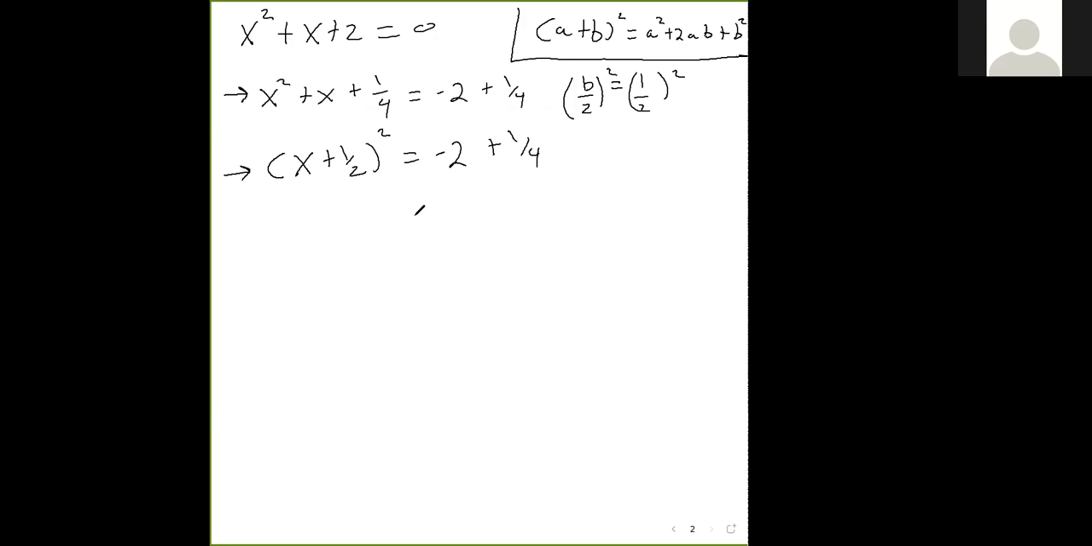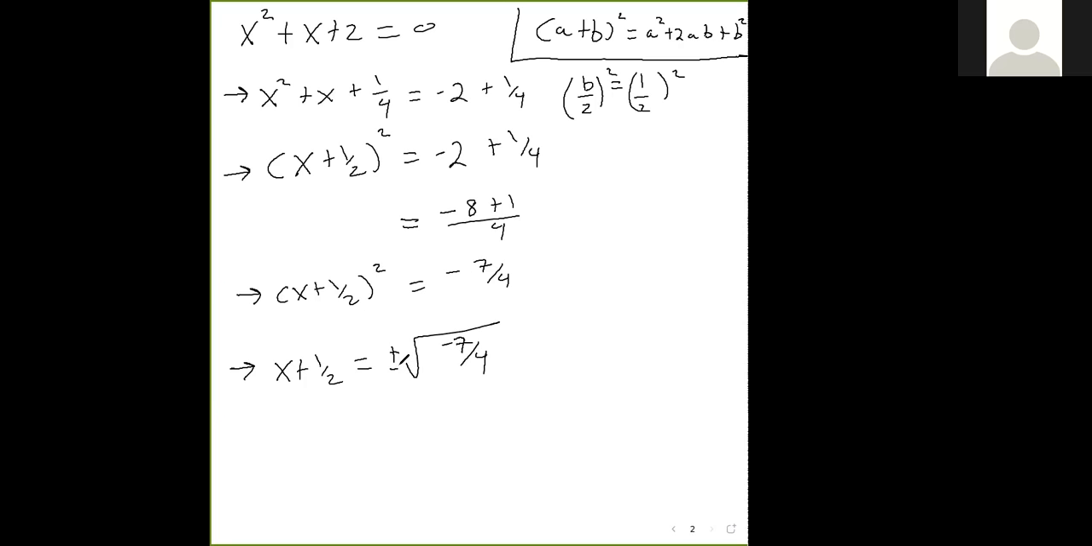Well, I need to simplify the right-hand side. So 4 times 2 is 8, plus 1 over 4. So this will be -7/4. Okay. Now, I can take the square root of both sides. Don't forget we have to do plus or minus when you take the square root of both sides. So I can clean this up a little bit. I can also subtract 1/2. So x equals -1/2 plus or minus root 7 halves i.